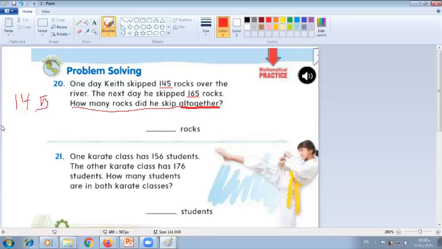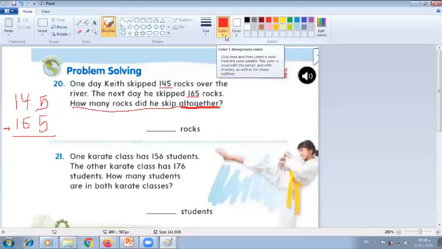145 plus 165. The ones with the ones, the tens with the tens, the hundreds with the hundreds. And this is plus. Okay. Let's choose another color for the answers. Here. 5 plus 5 equal, good job, 10. Here is 0 and 1, 10.